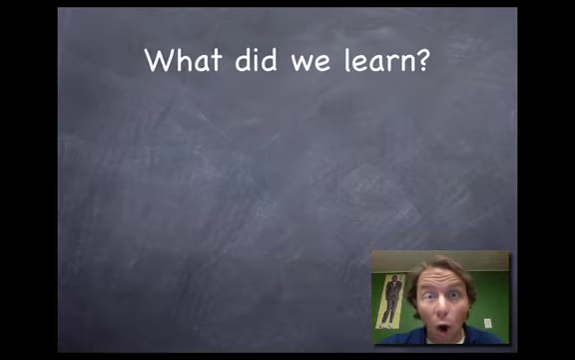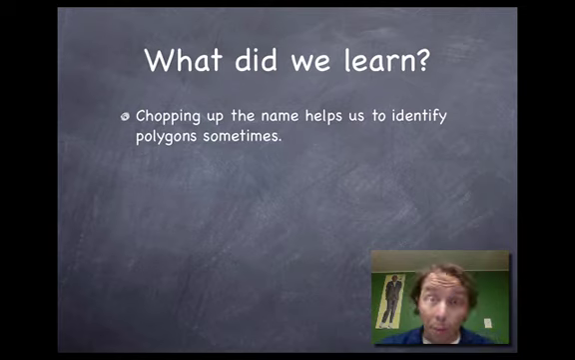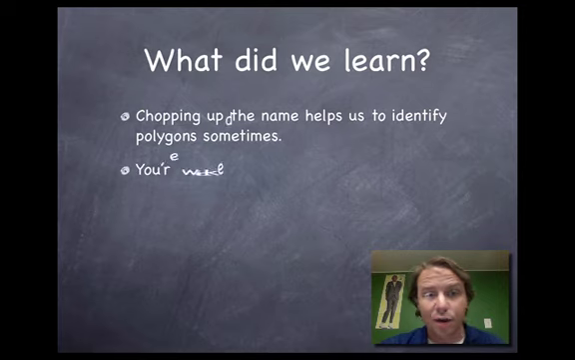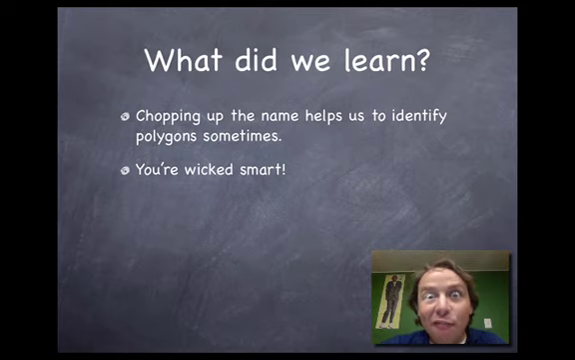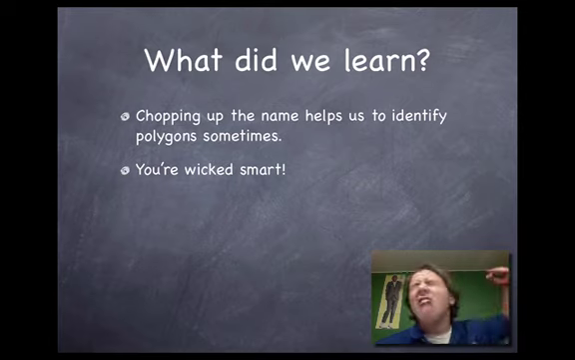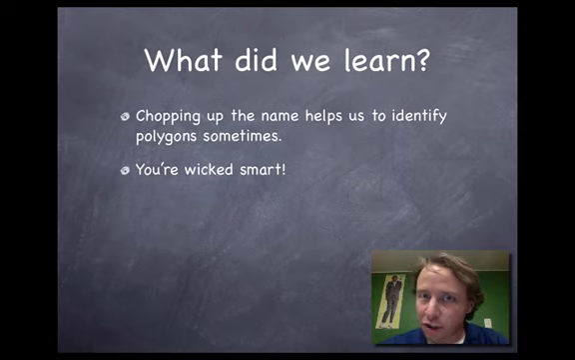Oh, all right. What did we learn? Well, we learned that chopping up the names for polygons helps us to know what they look like, or at least how many sides they have, right? We also learned you're wicked smart, right? Well, you can be after today. You should know the names for all polygons that start with 3 sides and go up. Right? We got the triangle, the quadrangle, we've got the pentagon, and then the hexagon, and then let's see if I can remember it. The heptagon, the octagon, the nonagon, and the decagon. Yes! I've learned it.